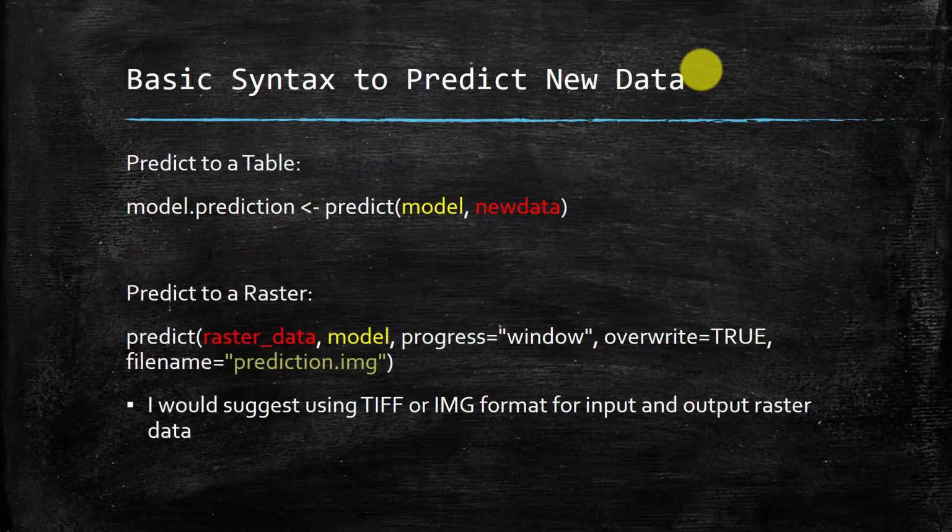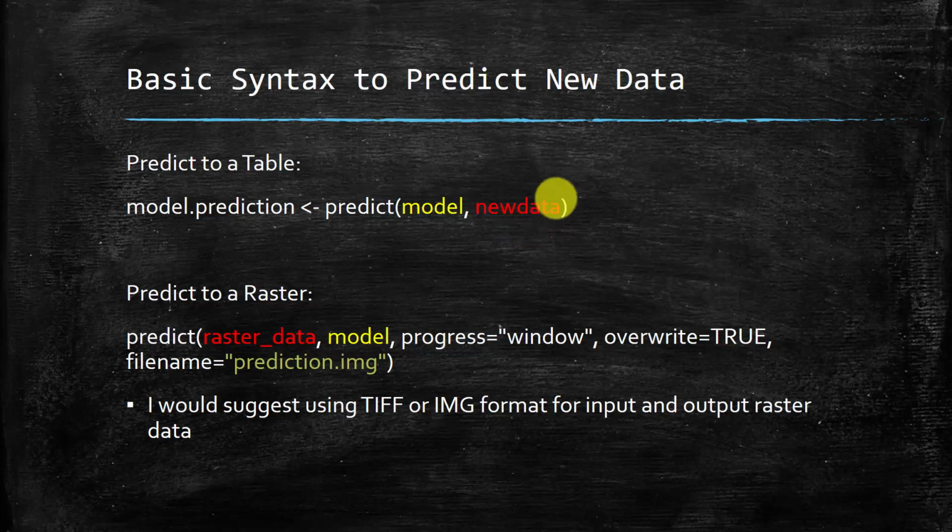Once you actually make a model, there are functions that use that model to make predictions in some way, shape, or form. So here's a couple methods for creating a prediction. If you want to predict back to a table, you can use the predict function. This is pretty simple. You basically call the model you created using the train function, and then you give it some new data to predict to. This is generally going to be a table.